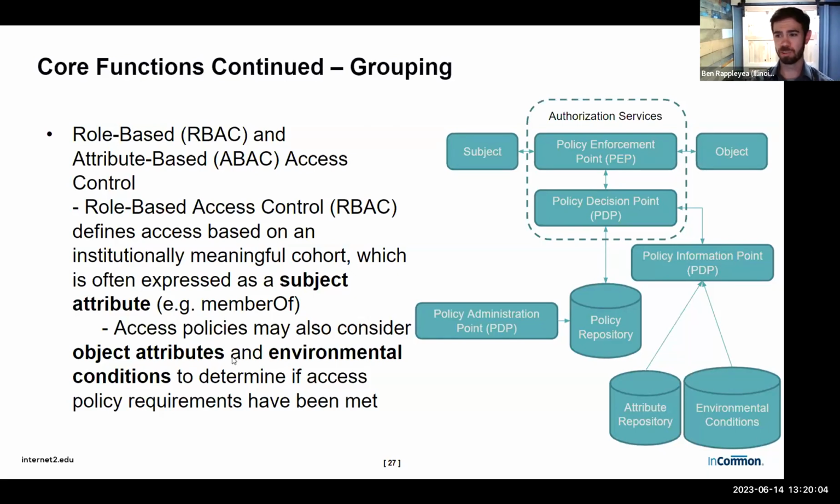So role-based access control versus attribute-based access control. Role-based access control is using a group of people that are loosely defined to assign a role. And oftentimes that actually assigns them an affiliation or subject attribute on their account that can then be used as an ABAC or attribute-based access control to give a refined permission or access.